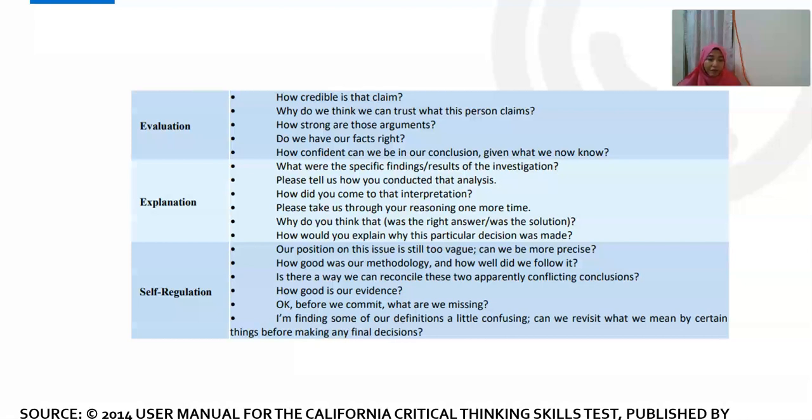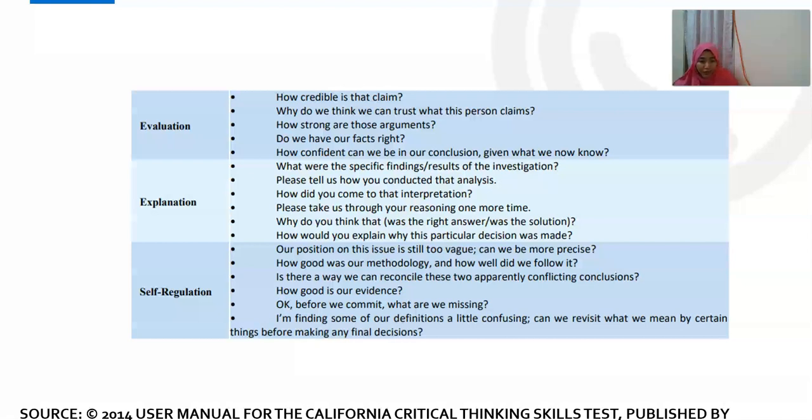The last skill is self-regulation. So you can ask the question: how good is our evidence? Before we commit, what are we missing? I am finding some of our definitions a little confusing. Can we revisit what we mean by certain things before making any final decisions?